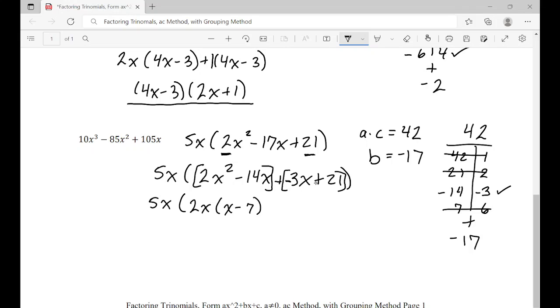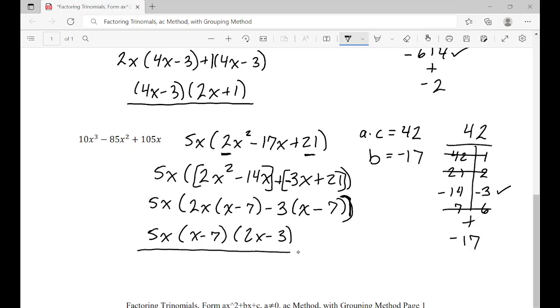And the GCF of the second group, I see that my first term is negative and this first term here is positive, so I'm going to need to factor out a negative 3. And the rest turns to x minus 7. And now an x minus 7 is common to both, so keep my 5x outside, get my x minus 7 factored out, and then 2x minus 3 is what's left over. So this is the factored form of this trinomial.